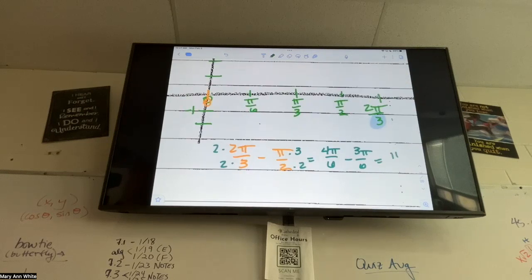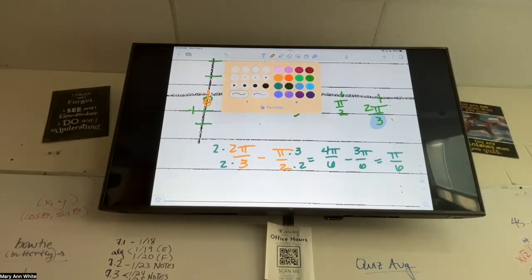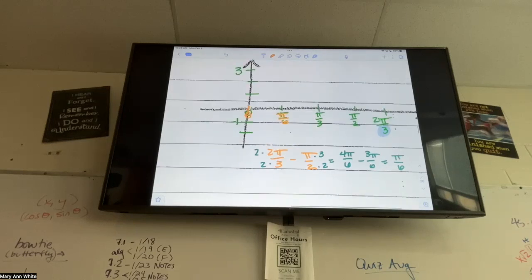Which is 1 pi over 6. Is that on my graph already? Yeah. Pi over 6 is actually a point I am going to use, and that's going to be my last point. So all of the other points need to be on the left side of pi over 6.